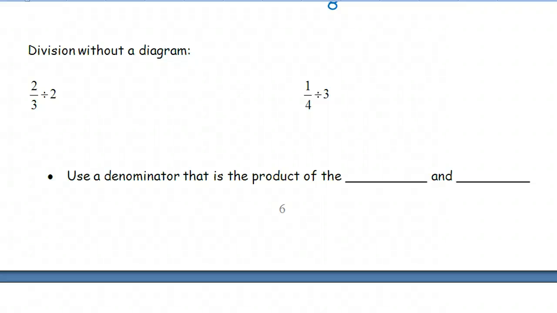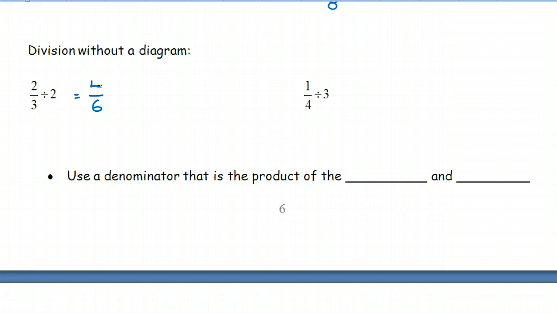We can also divide fractions without using a diagram. Here, we're going to think about what we actually did when we divided by a fraction. We took the diagram for 2/3 and we broke every piece into two sections. So instead of being out of 3, it's out of 6. And instead of having 2 parts, each of those 2 parts is now divided into 2 pieces.